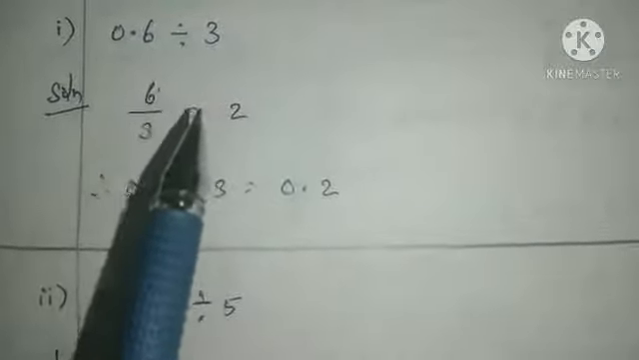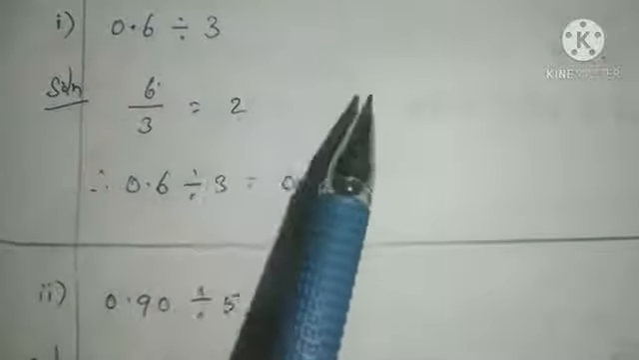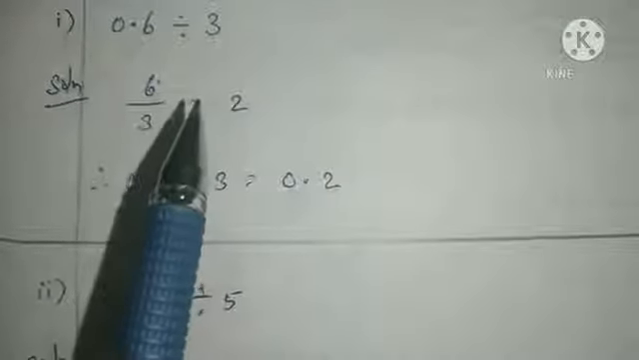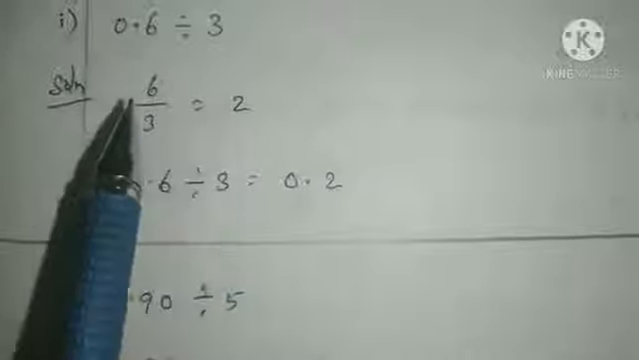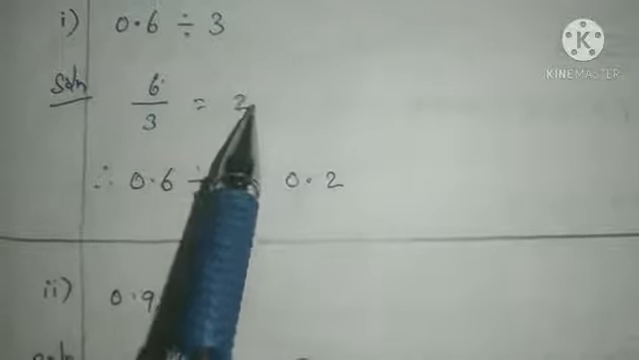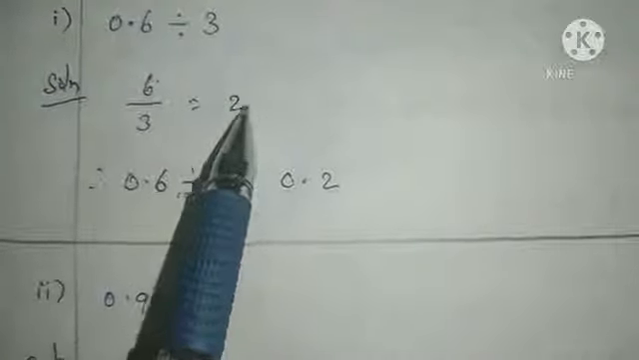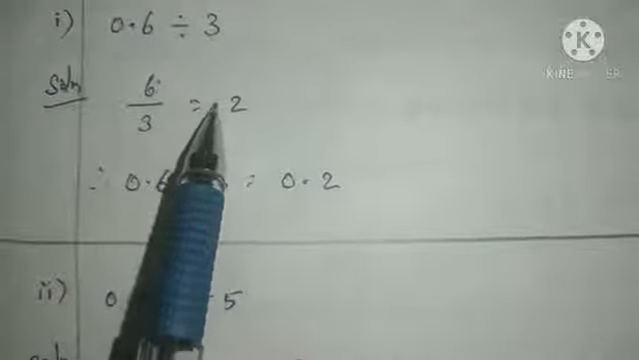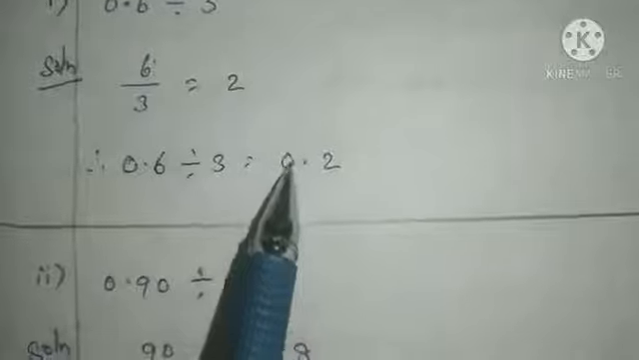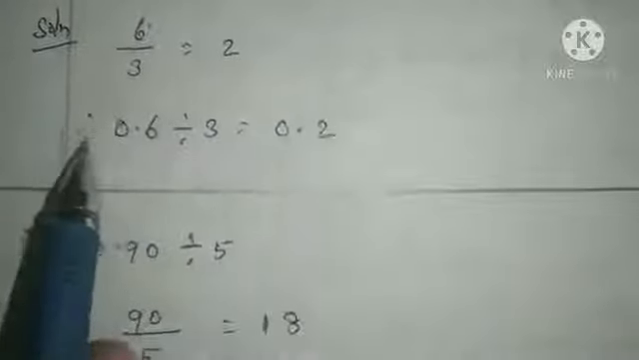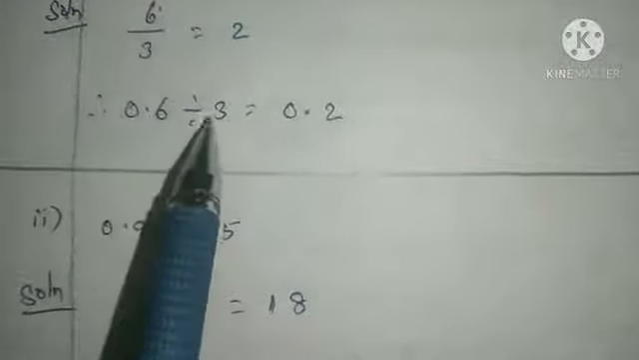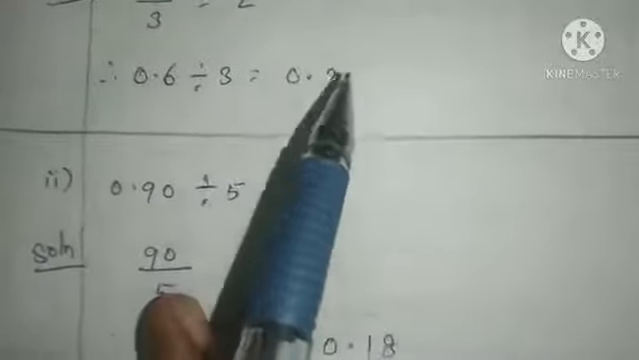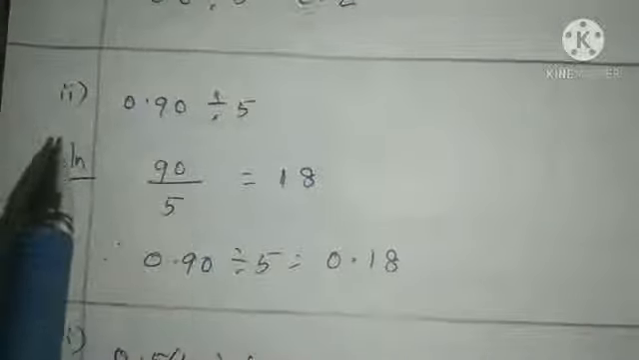In multiplication, you have to move the decimal point to the right hand side. But in division, you have to move the decimal point to your left hand side. It is 2. The decimal point is at the end of the 2. When we are moving this one place to the left hand side, then you will get the answer as 0.2. That is 0.6 divided by 3 is equal to 0.2. Let's see one more sum.